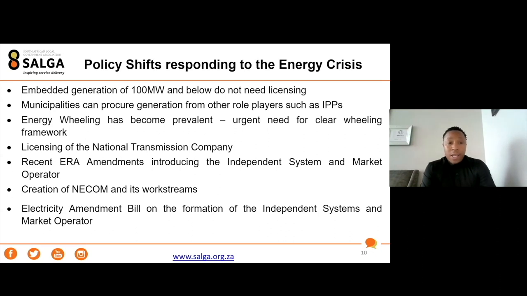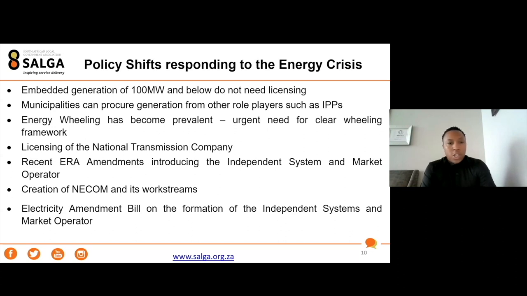Because there is also a hindrance to increasing embedded generation in the system if we don't have a clear wheeling framework. NERSA has recently licensed the National Transmission Company. That's in preparation for the market. And also there's a bill that is introducing the independent system and market operator and other role players in the markets and their participation, including the roles that they will play in the market.